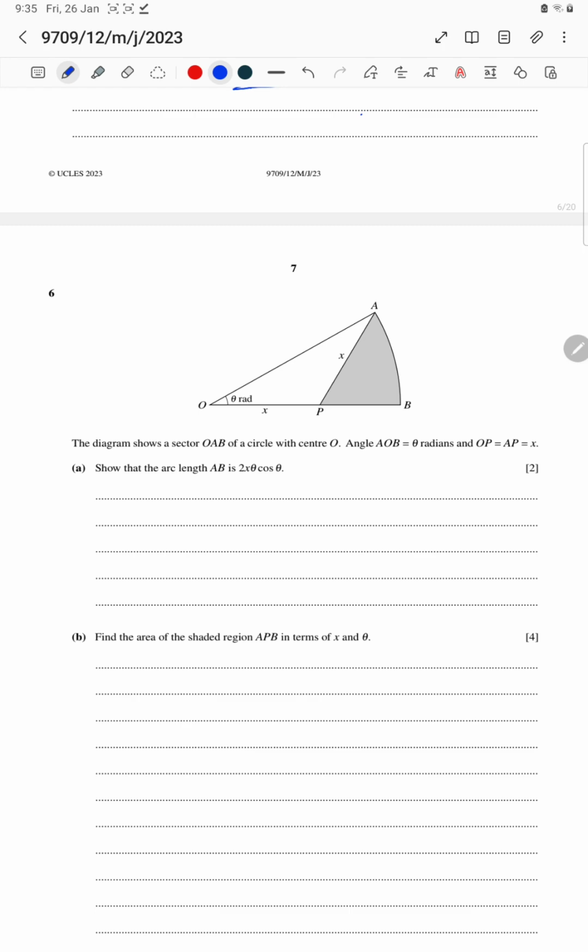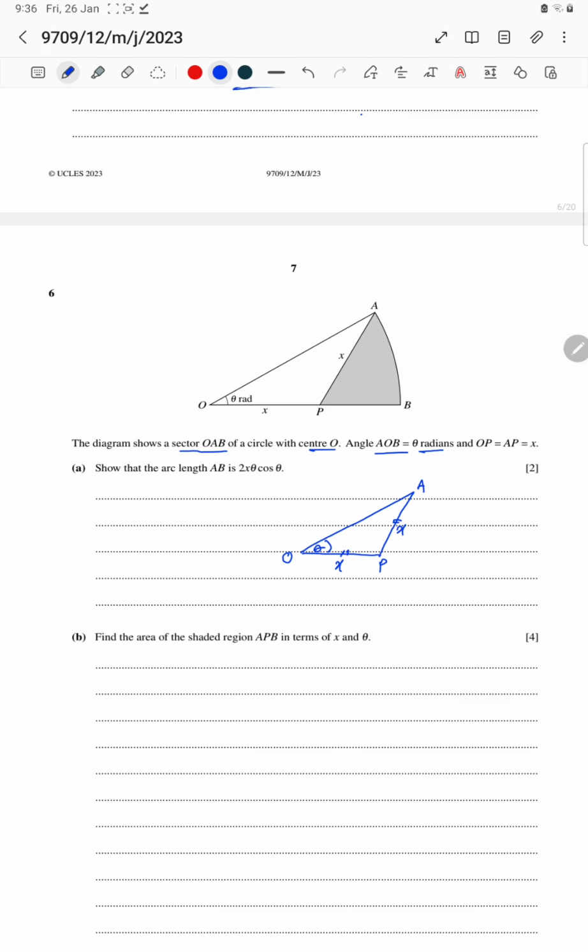Fine guys, this is question number 6, and we have been given this figure. The diagram shows a sector AOB of a circle with center O. The angle AOB is theta radian and OP is equal to x. Show that the arc length AB is 2x theta cos theta. Okay guys, if you can see this figure, I'm going to draw it separately. This is P, this is O, angle theta in radian, this is x, this is x. So this is a case study for the isosceles triangle.